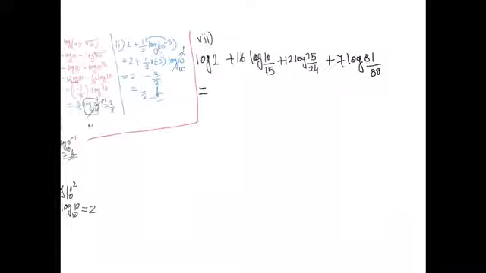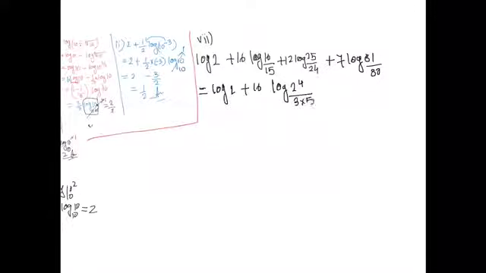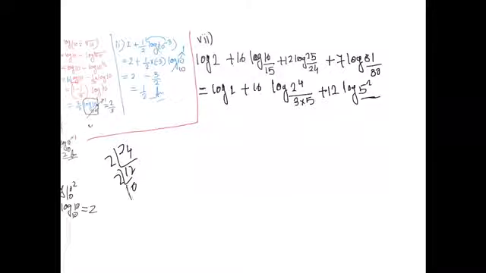Let me see what we can do. Let me first break it to the smallest one. I can write this as 16 log 16. I can write 2 to the power 4, and 15 I can write 3 into 5, plus 12 log 25 is 5 square, and 24, let me break it down. Okay, 24 can be written as 2, 12, 2, 6, 2, 3. So I can write 2 cube into 3, plus 7 log 81 is 9 square, but I can write it as 3 to the power 4.